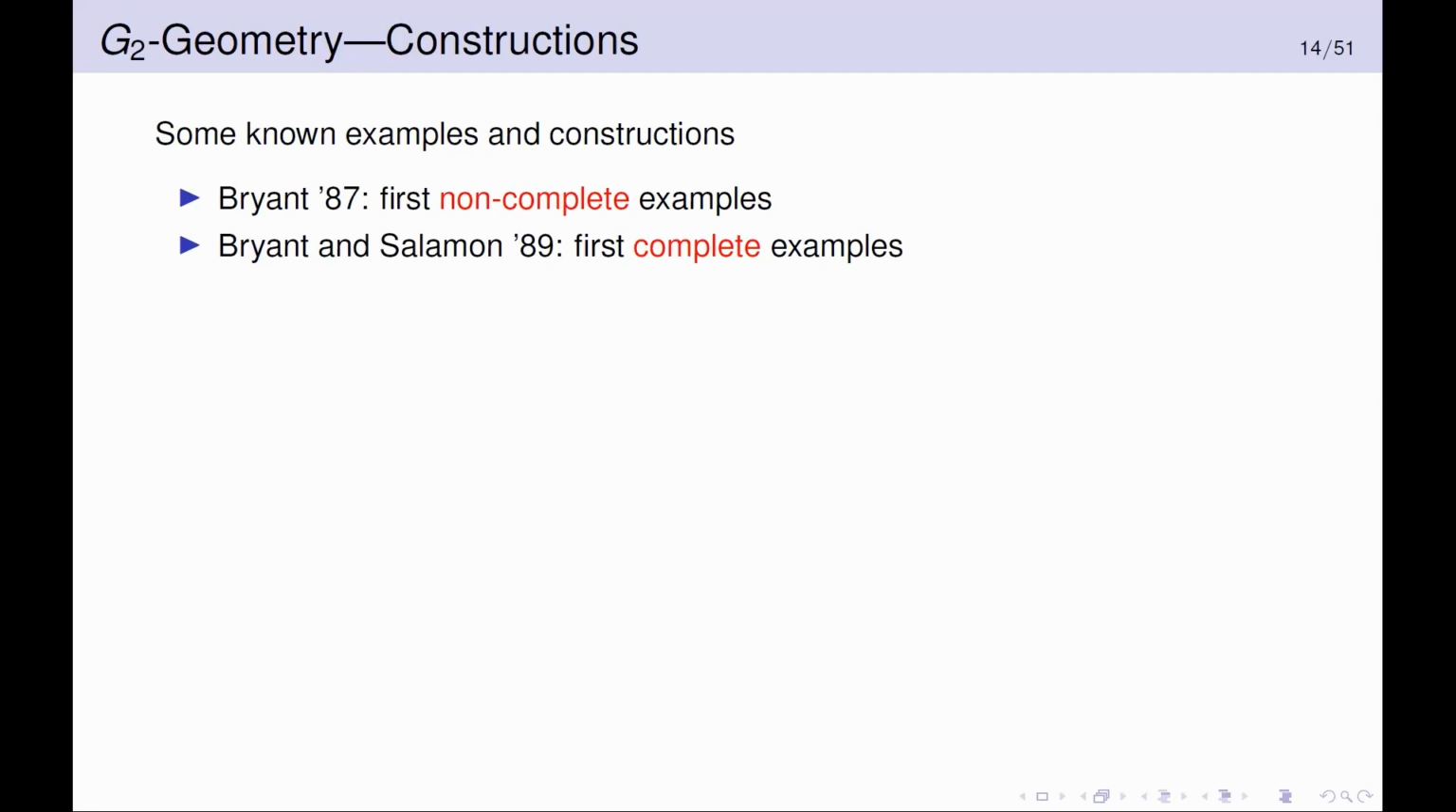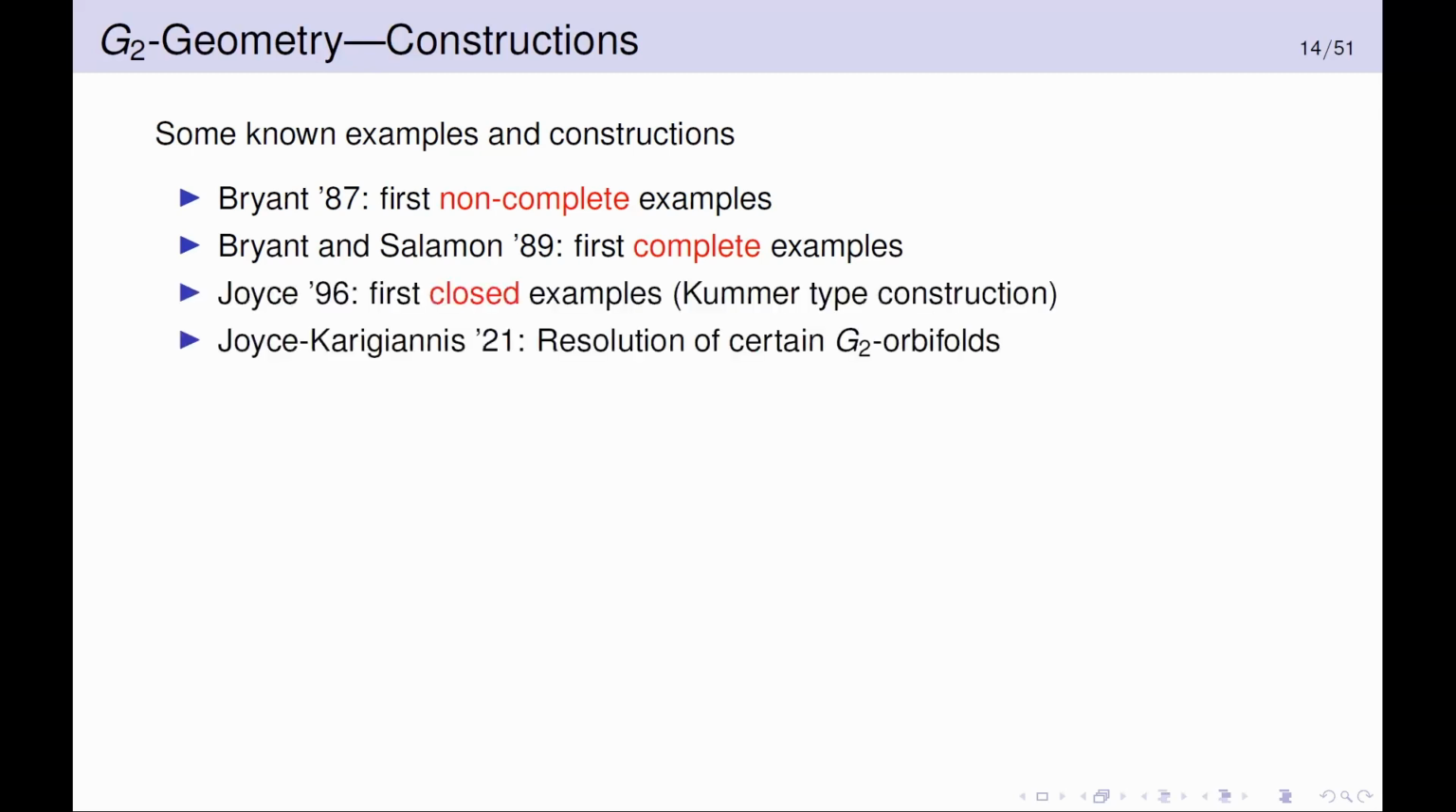The first non-compact examples were constructed by Bryant. In fact, they are cones over nearly Kähler manifolds, with a rather algebraic construction. Then Bryant and Salamon found complete manifolds, which are asymptotic to these cones. Then a while later, Joyce came up with his first closed examples.